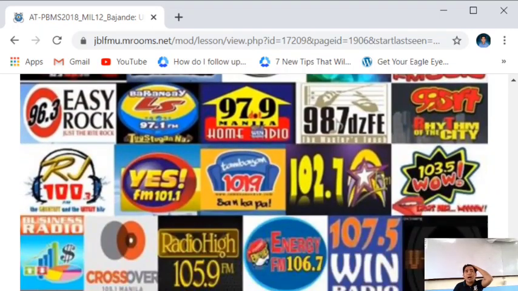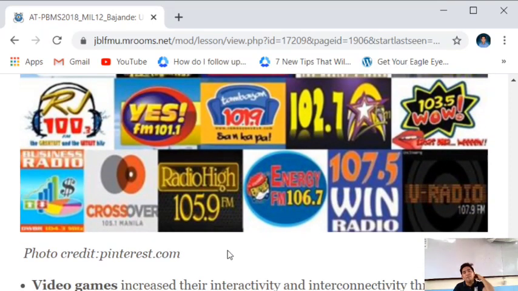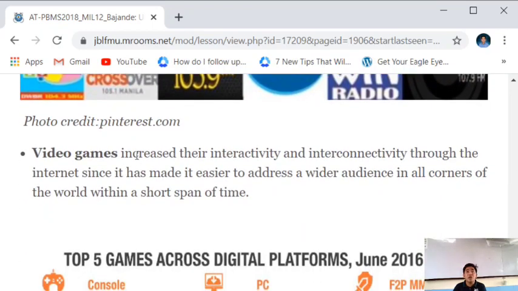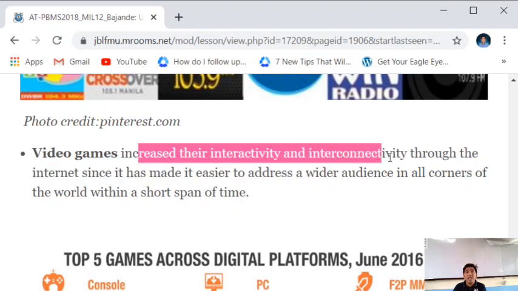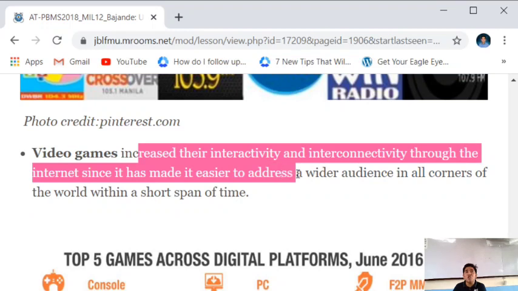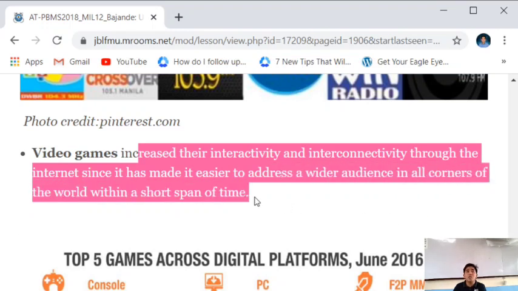Then, of course, ABS-CBN, right, are broadcast media. Okay, next. Video games, of course, this is another type of media. This is very relevant to life today, right? Because you are always playing video games. Video games increase their interactivity and interconnectivity through the internet since it has made it easier to address a wider audience in all corners of the world with a short span of time.